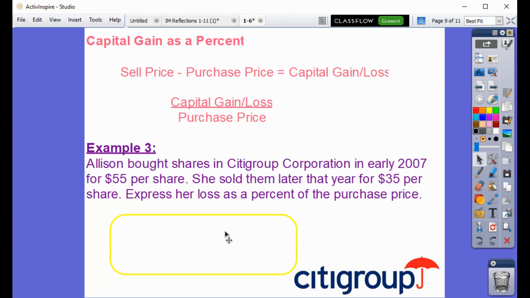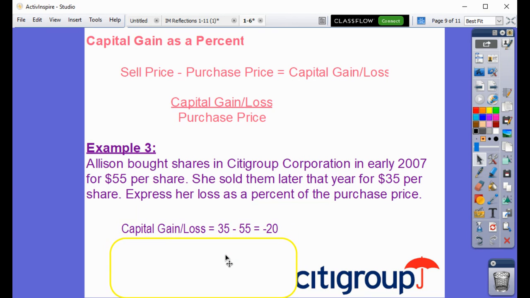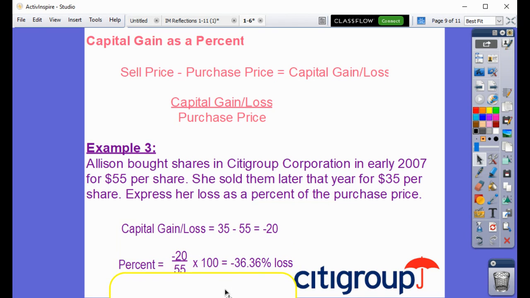So Allison bought shares at Citigroup Corporation in 2007 for $55 per share. She sold them later that year for $35 per share. And we want to express her loss as a percent of the purchase price. To do that, we look at her capital gain, or in this case, her loss. That's $35, the selling price, minus the purchase price, $55. So she has a net loss or capital loss of $20 per share. And to look at the percent, we take that loss over the original price of $55.